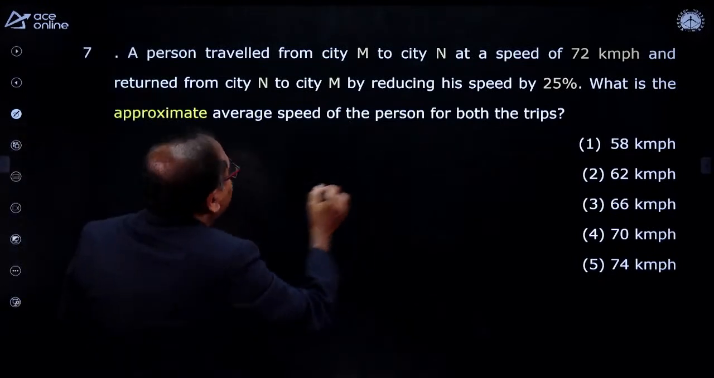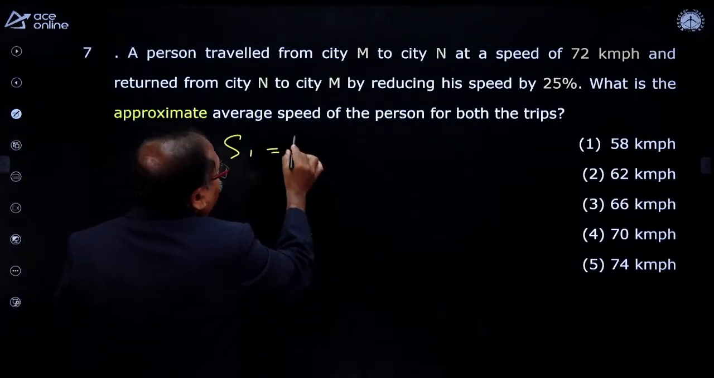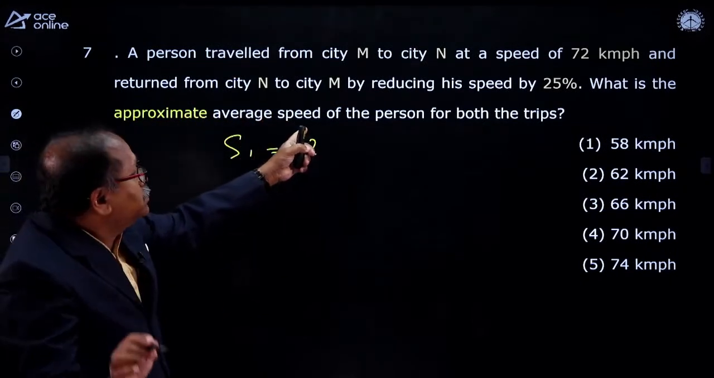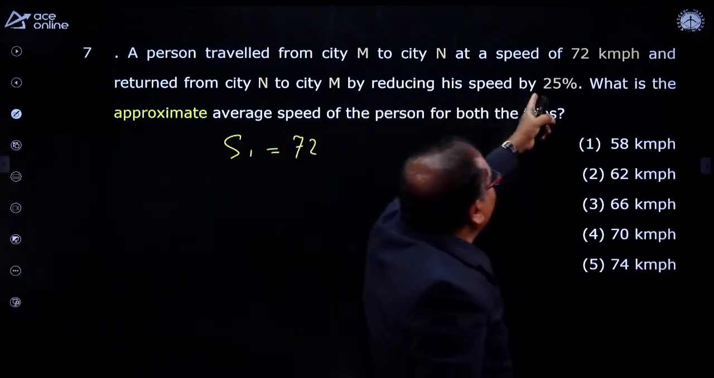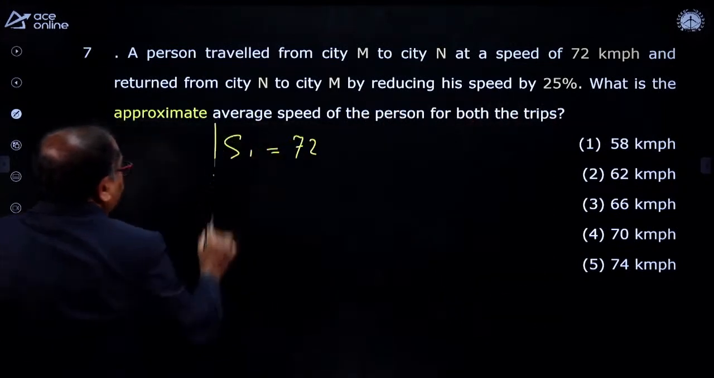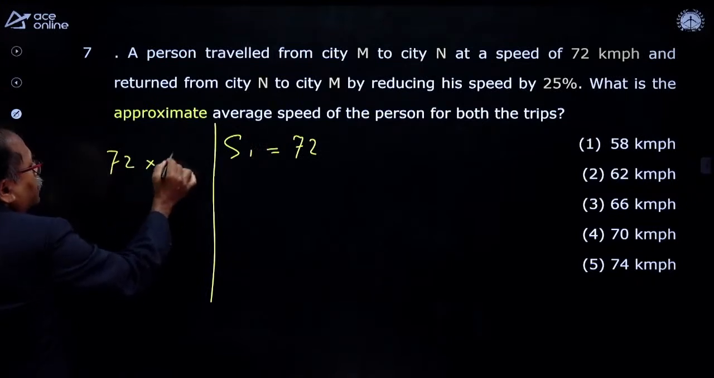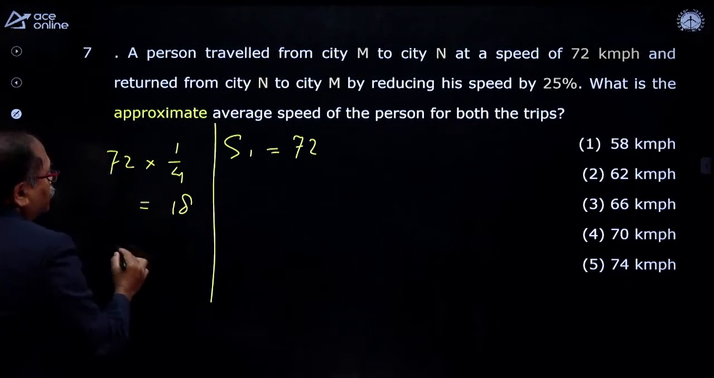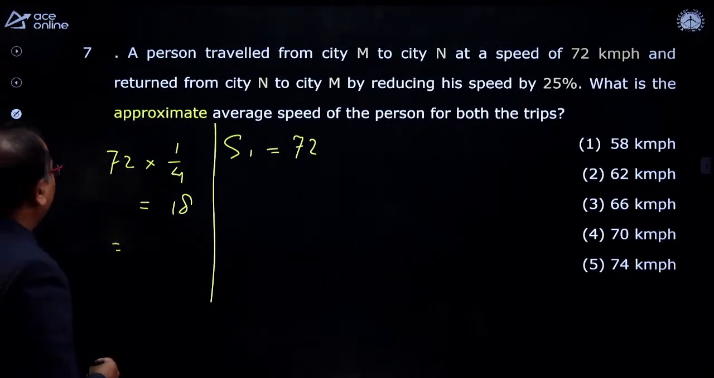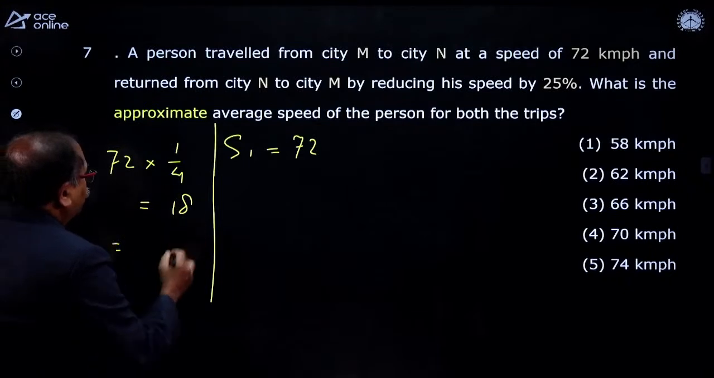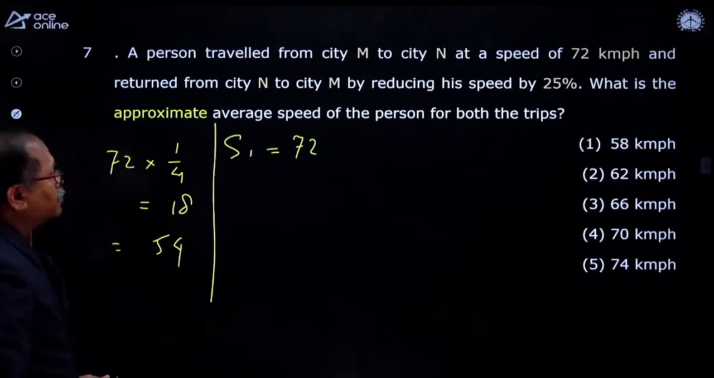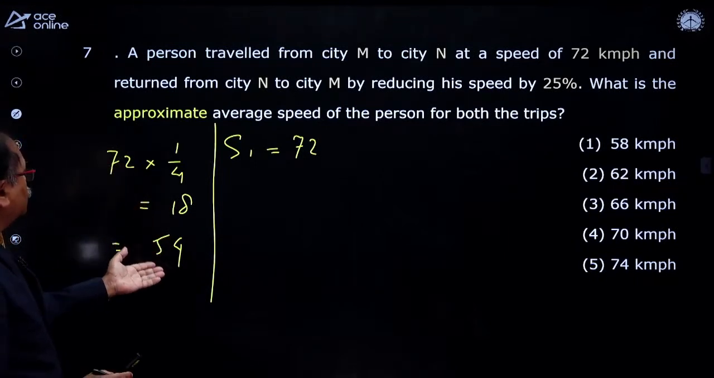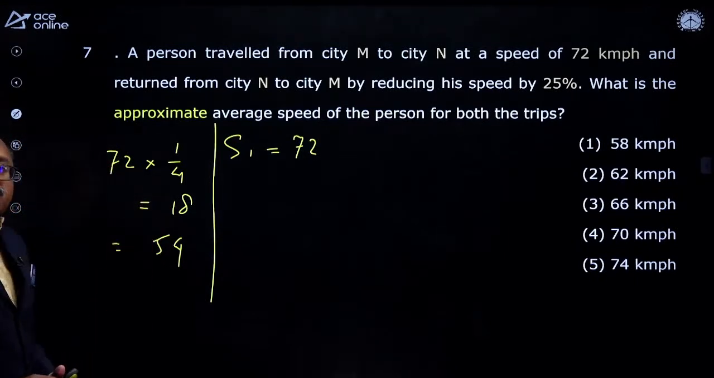The speed is 72, so S1 is equal to 72 km per hour. While returning the same distance, he reduced the speed by 25%. What is 25%? One-fourth of 72, which is nothing but 18. When you take out the 18, you are left with 54. Am I right? 12 minus 8 is 4, and 6 minus 1 is 5.